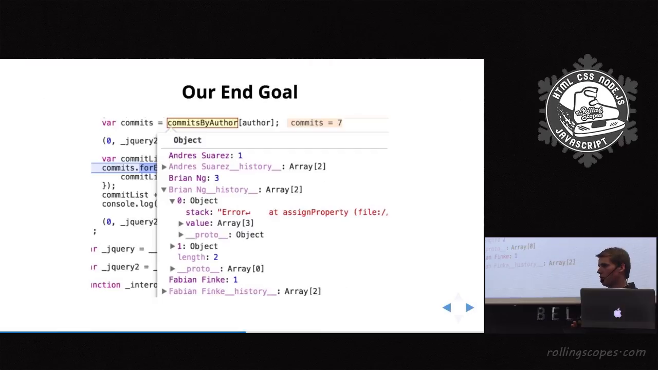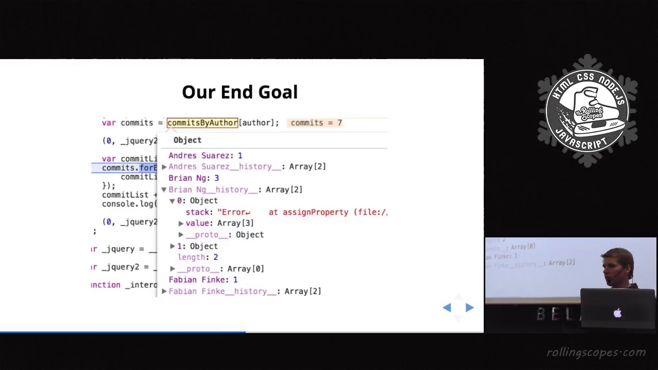This is the end goal that I'm aiming towards. In addition to every property, there's also a history property for each property in the object. And that tells me every time that value was assigned. For every assignment, I have the value that was assigned, and also I'm capturing a call stack as a string that tells me where that change has happened.